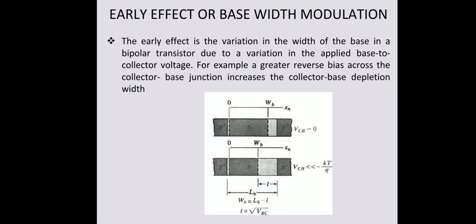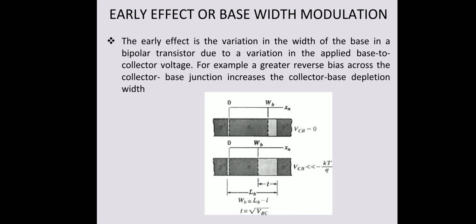For example, if you are considering a P plus N P plus transistor, where P plus indicates the heavy doping of the collector and emitter regions, in that case it is affected by the reverse bias applied to the collector. That means the effective base width depends on the reverse bias applied to the collector.